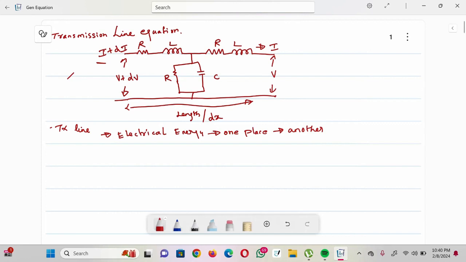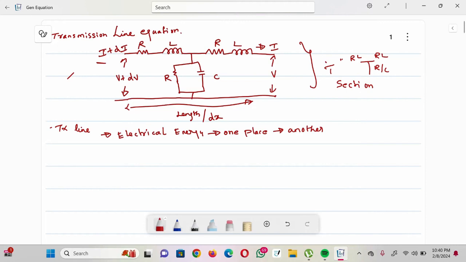In the transmission system, the T section looks like a T. Your resistor R, L, and R and C look like a T. So it is also called a T-section transmission line system. Then finally, the uniform transmission system is also available.